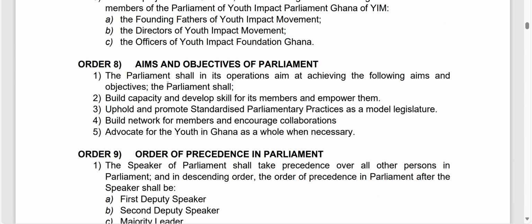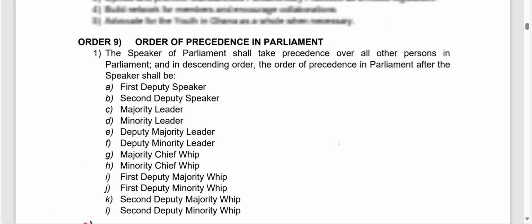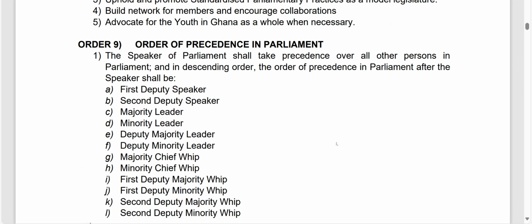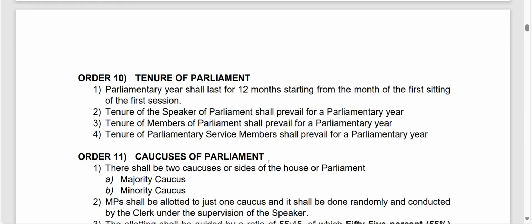Our aims and objectives, Order 8: building capacity, upholding the standardized practices as a model legislature, building networks, and advocating for the youth. Very simple. The precedence of parliament is a very important thing, and Order 9 stipulates that. With the precedence, the speaker is the topmost officer of the house, followed by the 2 deputy speakers, then the leaders of the house, deputy leaders, chief whips, first deputy whips, and second deputy whips. That is the precedence of the house as stipulated by Order 9.